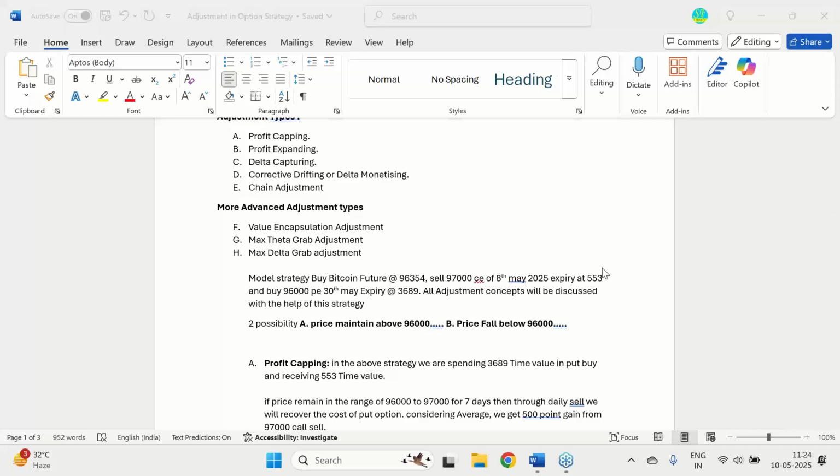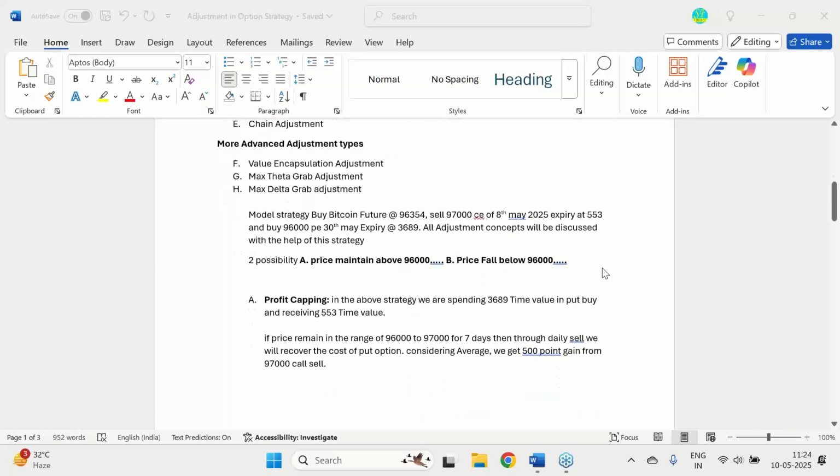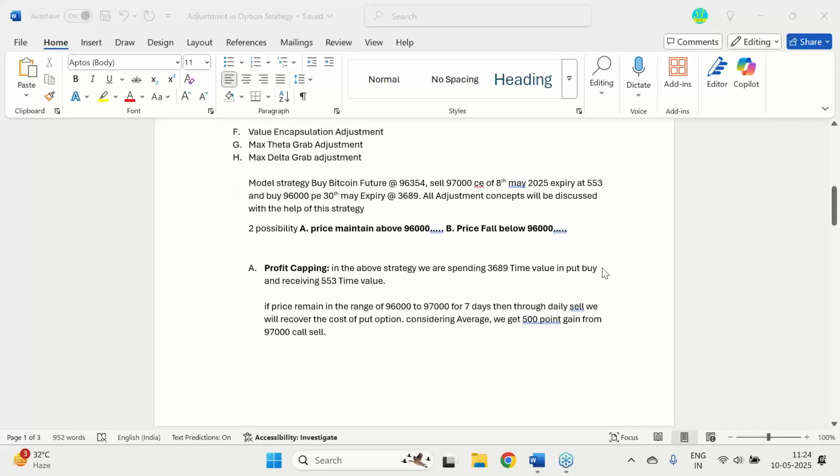Do not say that, no, this is 3,689, 100 rupees difference. So just roughly accept it, 7 days we are recovering that. So once we recover this put option's value after 7 days, the existing put option will be trading at some value. It may be 1,500, maybe 1,000 points, maybe 500 points. So whatever the put option is having, that is the gain.